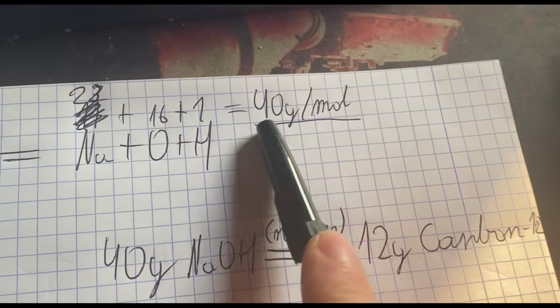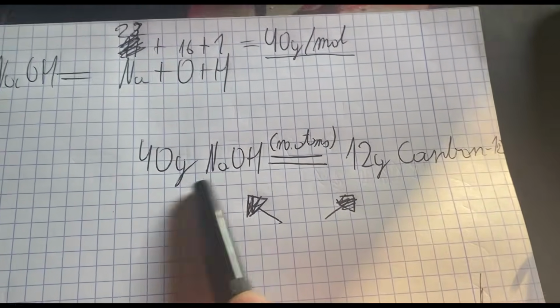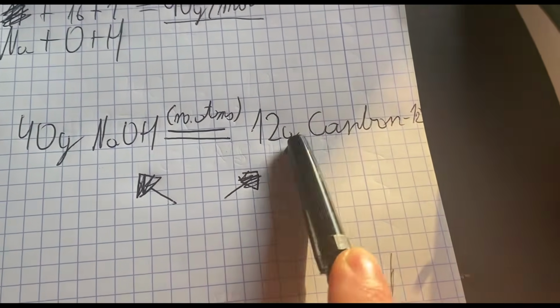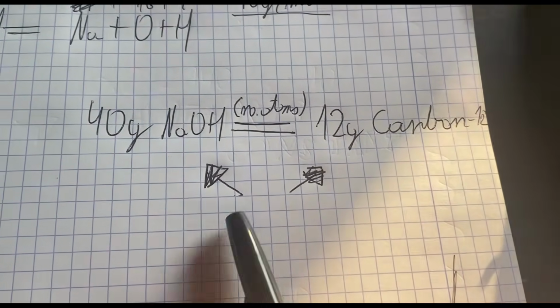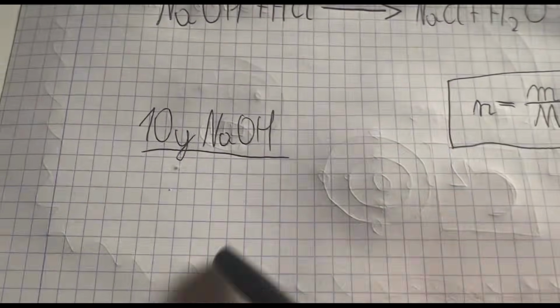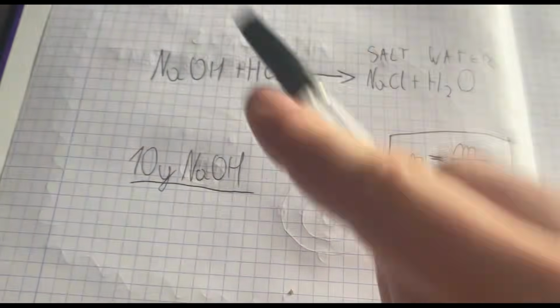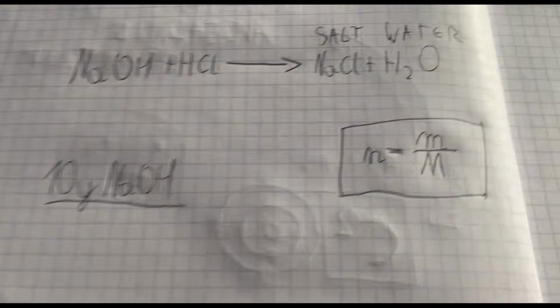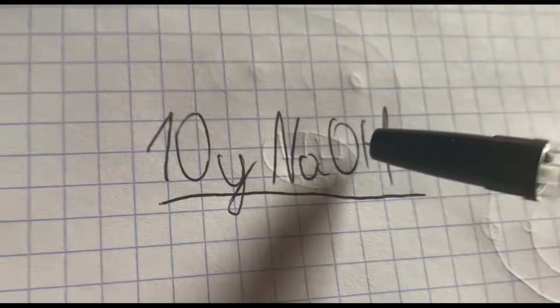That basically means if you were to compare 40 grams of sodium hydroxide and 12 grams of the carbon-12 isotope, you would have an equal amount of atoms. Now we don't have 40 grams of sodium hydroxide and we don't really want to add 30 additional grams to get a full mole of NaOH. No, we want to neutralize exactly 10 grams of sodium hydroxide without wasting precious acid. And this is where the scaling fun begins.